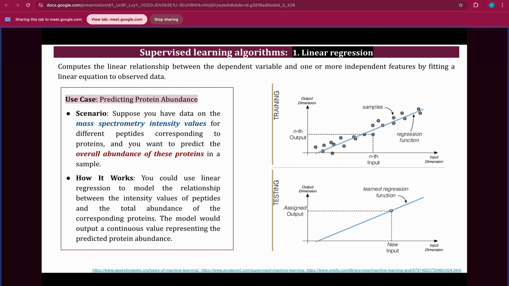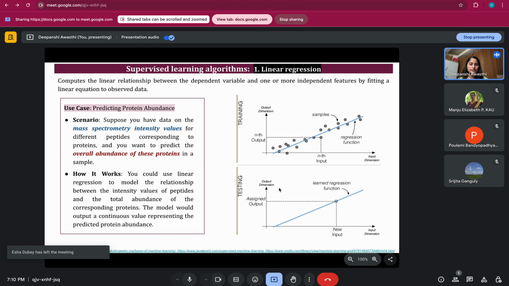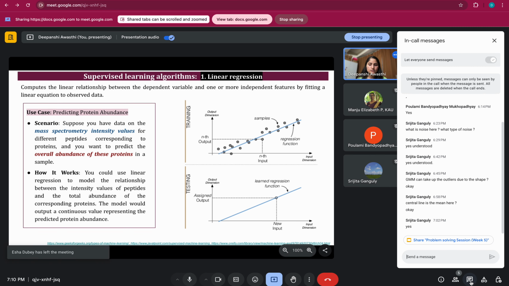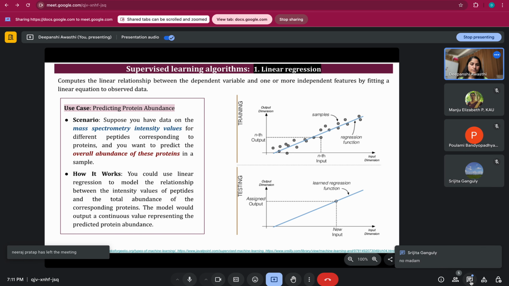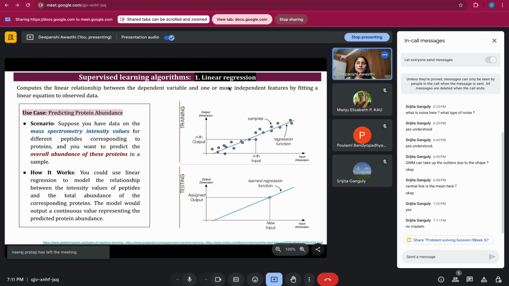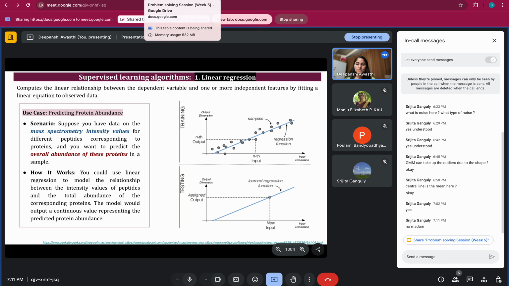So now we will see linear regression, but before that, do you have any doubts? Okay, so now let's see what linear regression means.